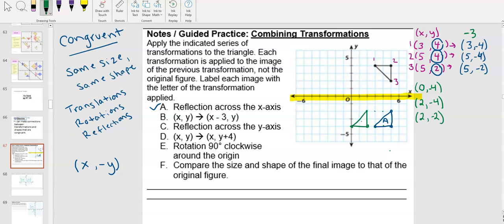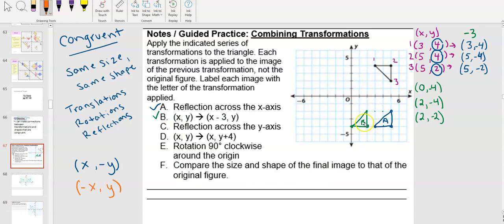Every time I draw my new shape, I want to double check that it is the same size and shape as my original image. Every time I make these moves, because we're rotating, translating, and reflecting, they should always be the same size and same shape. If I get a weird size or shape, then I know I probably did something wrong. Okay, so that was B. Done.